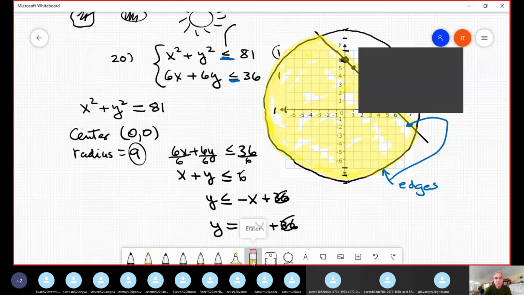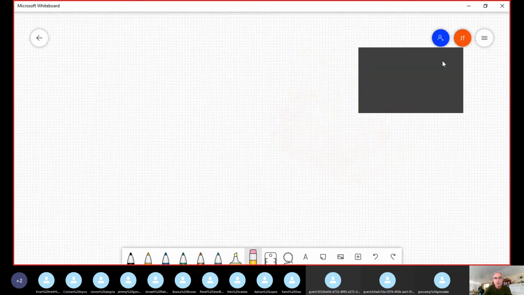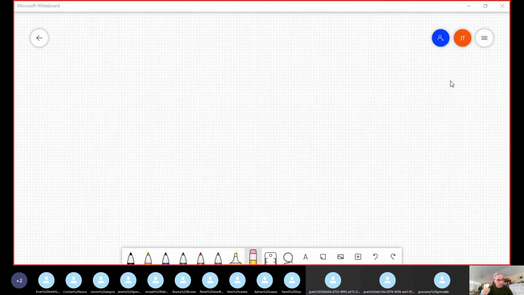Erase the board. Okay. Now 21 and 22 are a little bit more complicated because they are typical linear programming problems. But don't worry, it's easy. 21 first.